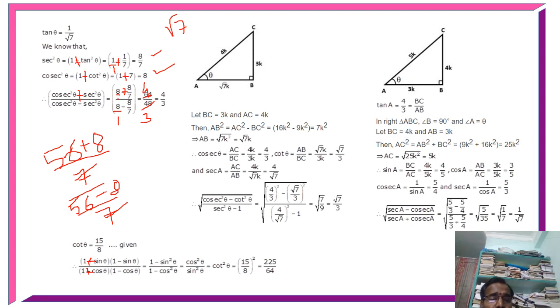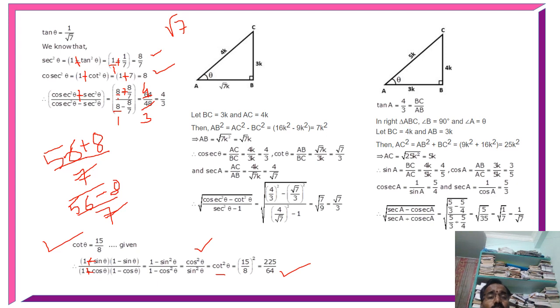Here also 1. From the first identity, which is given, sine square theta plus cos square theta equals 1, we can write 1 minus sine square theta as cos square theta, and 1 minus cos square theta as sine square theta. What is cos by sine? Cot. So cos square theta by sin square theta is cot square theta. We already know the cot theta value, so 15 by 8 whole square, 15 square is 225, 8 square is 64. In this manner we'll solve.